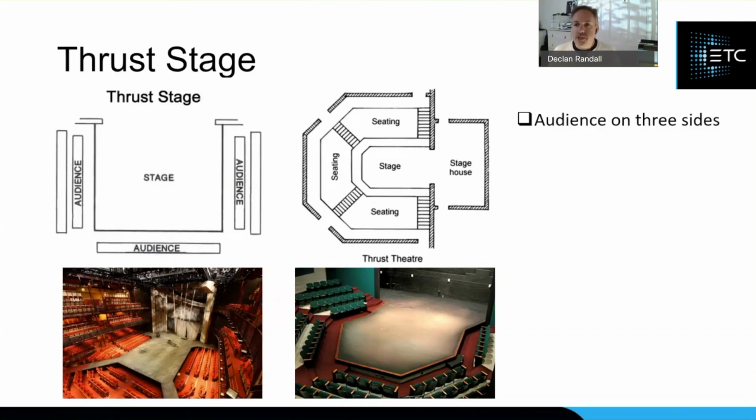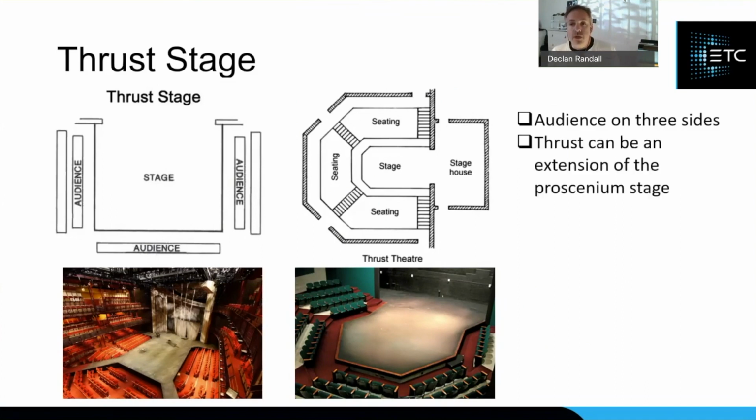So with your thrust stage, you have the audience seated on 3 sides. And the thrust can either be an extension of the proscenium stage, or it's just a venue where the audience is on 3 sides. Normally, if that's the case, it tends to be slightly more horseshoe shaped as opposed to a boxy kind of feel. But it's pretty much up for grabs how they decide to design the venues.